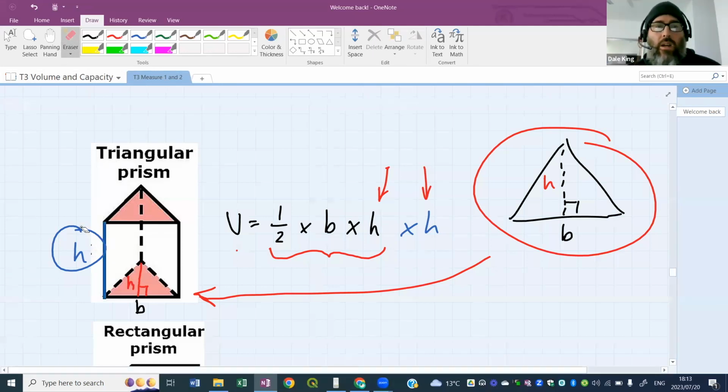Is length literally involved in this calculation or not? Not the length, not for the triangular prism. That'll come in for the rectangular prism. Oh, okay. Thank you.